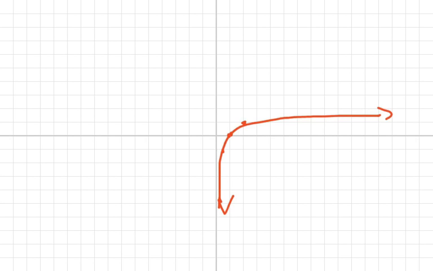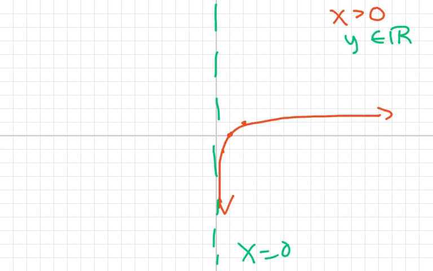The domain is x is greater than 0. That means we have a vertical asymptote at x equals 0. And our range is y is all real numbers. Okay, it does have an x-intercept or a root at (1, 0).